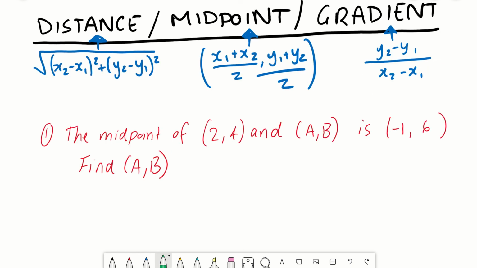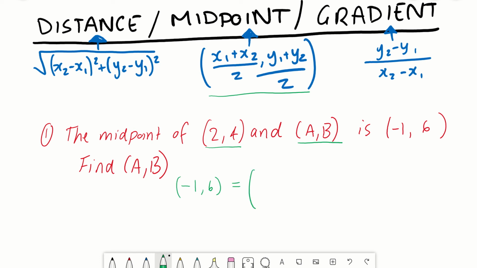Okay, let's have a look at a backwards midpoint question. We did one of these on the board in class. I want you to pause the video and give it a go. Otherwise, what you should do is start by subbing everything into the midpoint formula where it belongs. What it's saying is the point (2,4) and whatever AB is has a midpoint of (-1,6). So my answer is (-1,6).